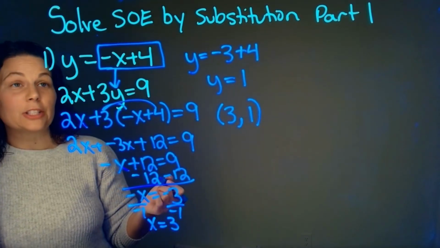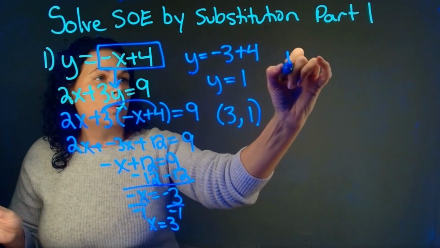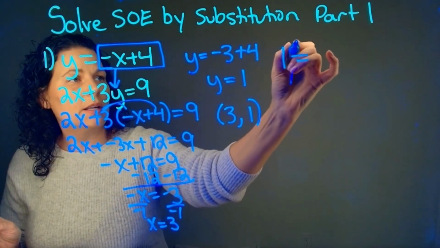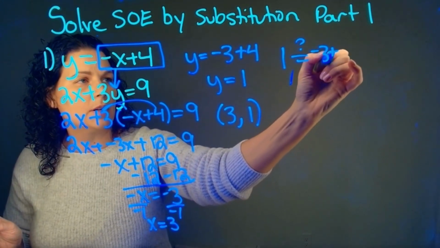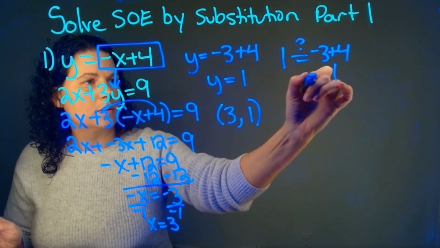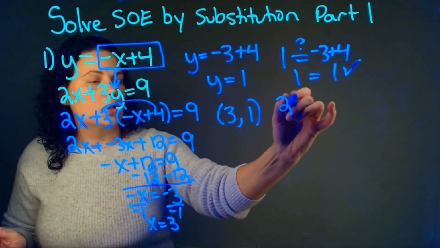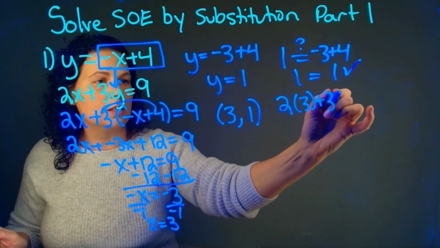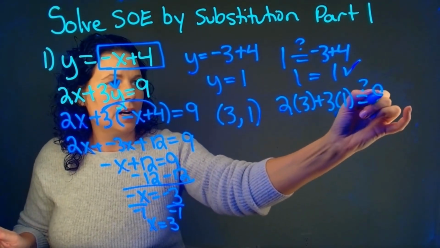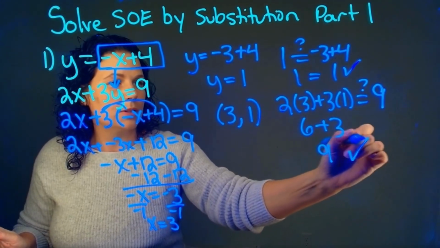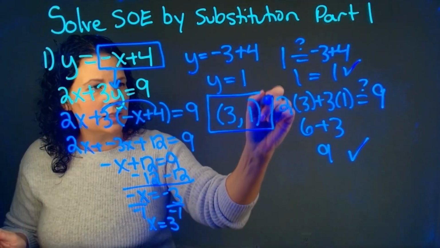And you can go back and check it. Y is going to be 1. So does 1 equal negative 3 plus 4? Yes, we got 1 on both sides. Check. See if it works for the other one. Is 2 times 3 plus 3 times 1 going to equal 9? 6 plus 3, that does give me 9 on both sides. Check. So I know that is the answer.